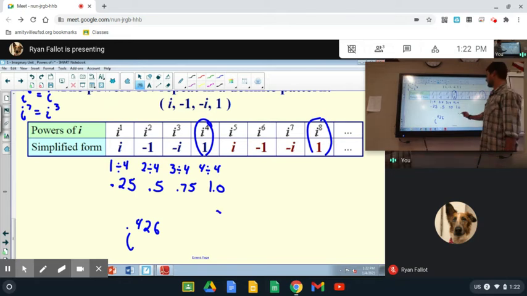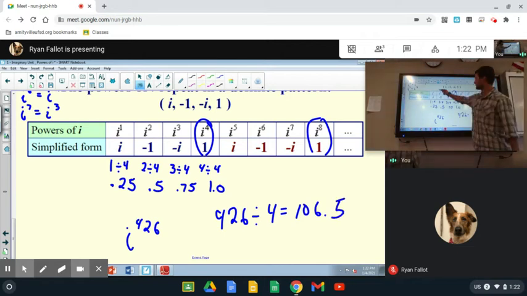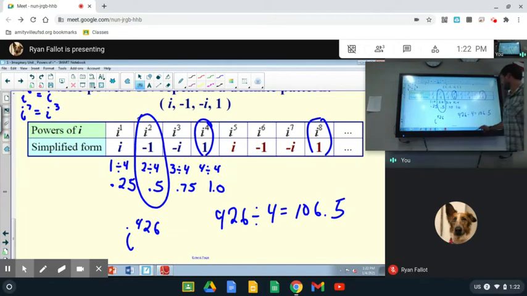I got 462 divided by 4. I get 115.5. 0.5 is on our list. -1.